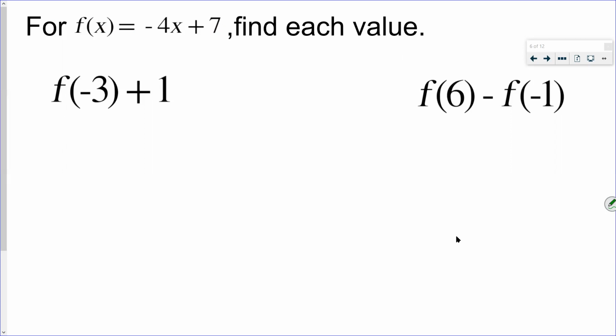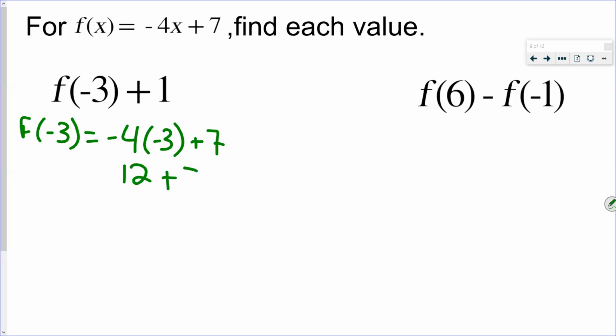So we have the function of -3. So we're going to do f of -3 equals -4 times -3 plus 7. Like I said, let's solve the function first. -4 times -3, that is 12 plus 7. 12 plus 7 is 19. Now, what it says is find the function and then add 1. So we're going to add 1. So then the answer is 20.